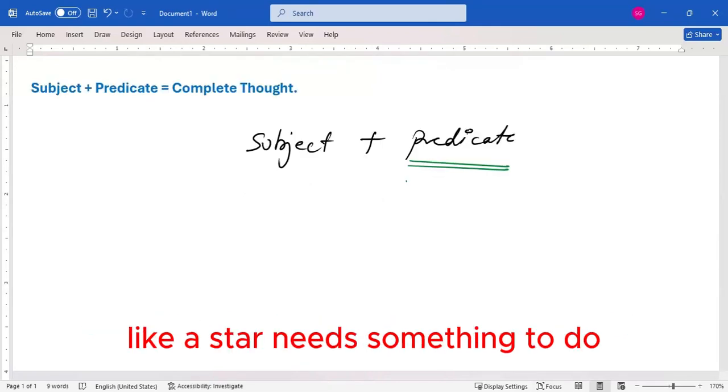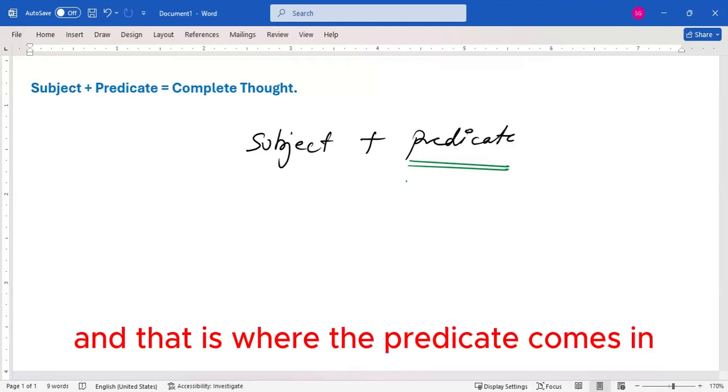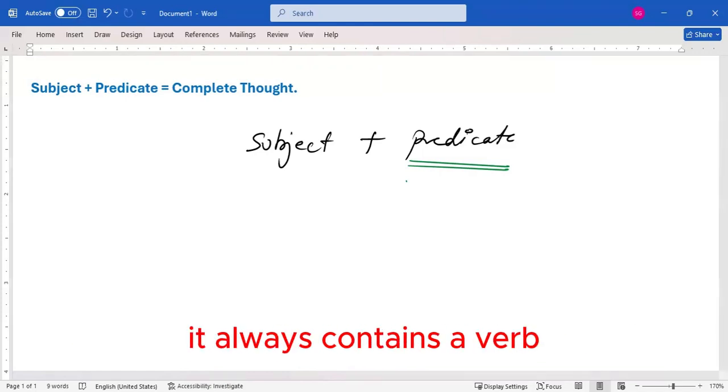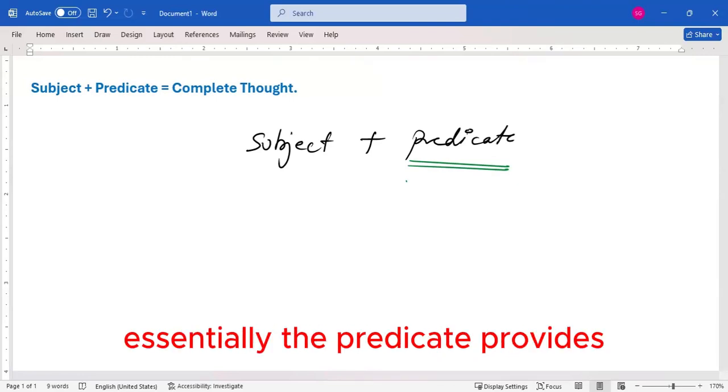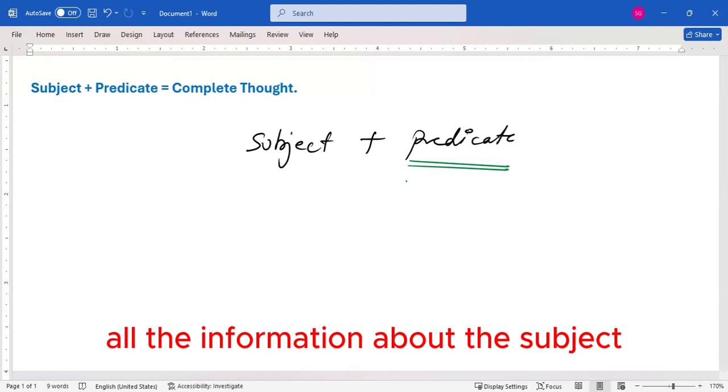Like a star needs something to do, and that is where the predicate comes in. The predicate is the storyline. It always contains a verb and tells us what the subject is doing, thinking, or being. Essentially, the predicate provides all the information about the subject.